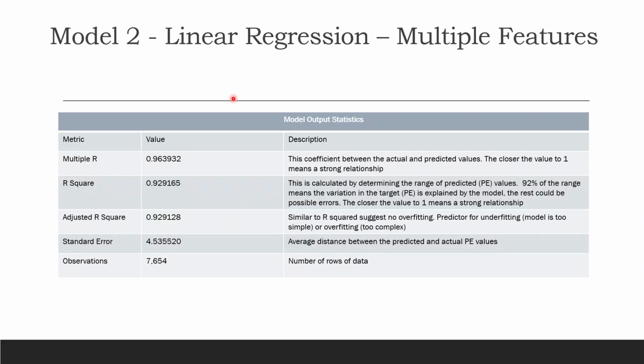This shows the model output statistics for that Model 2 linear regression. Again, it shows the metric and the value that was used and a description of what that metric is trying to tell us.